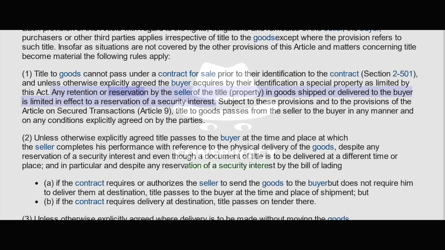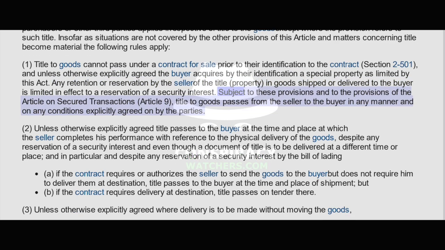Any retention or reservation by the seller of the title in goods shipped or delivered to the buyer is limited in effect to a reservation of a security interest. Subject to these provisions and to the provisions of the article on secured transactions, title to goods passes from the seller to the buyer in any manner and on any conditions explicitly agreed on by the parties.